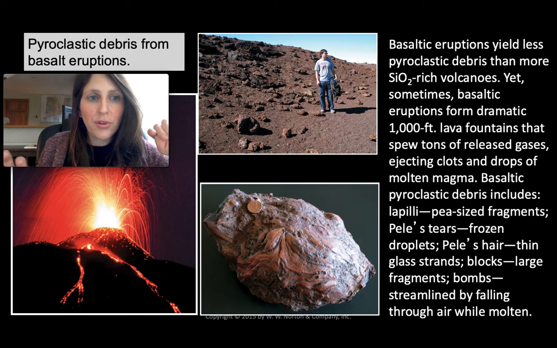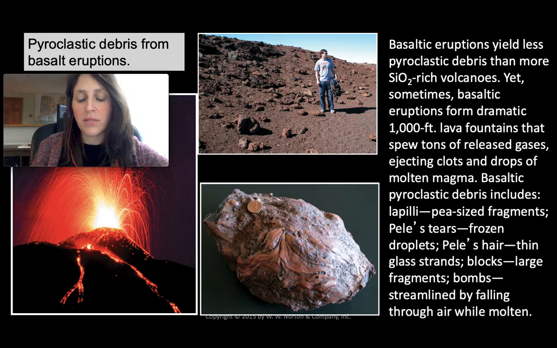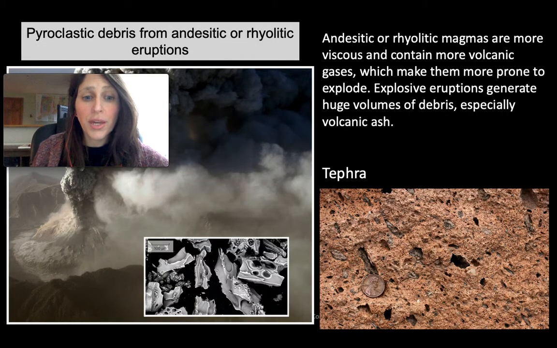Typically you don't get this type of pyroclastic debris from basalts, right? Because these are much more runny, they flow, they're not going to produce these really giant explosive eruptions like our other two types of magma, but you will get a little bit of pyroclastic debris from basalts. You will get more of them from andesitic or rhyolitic magma. They're much more viscous.